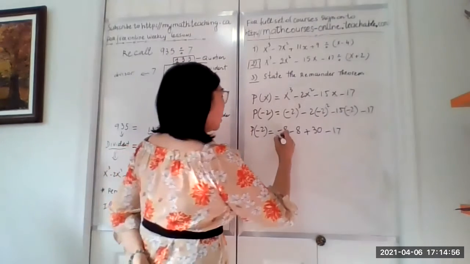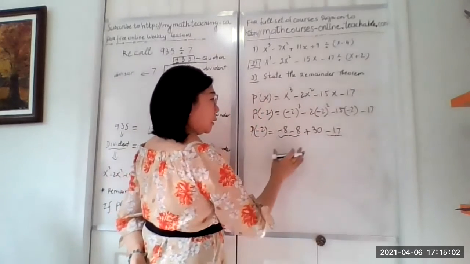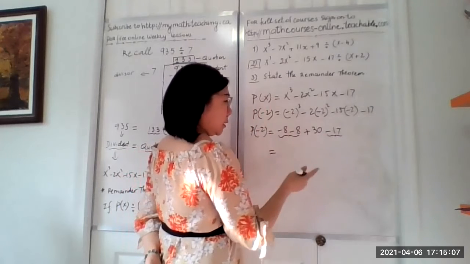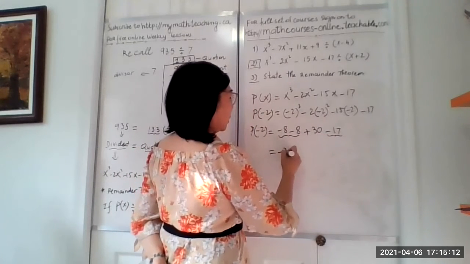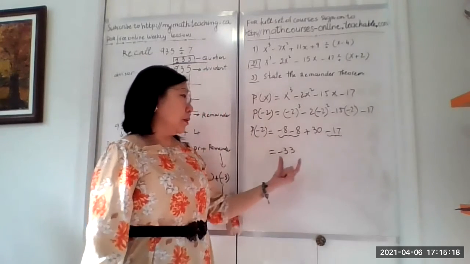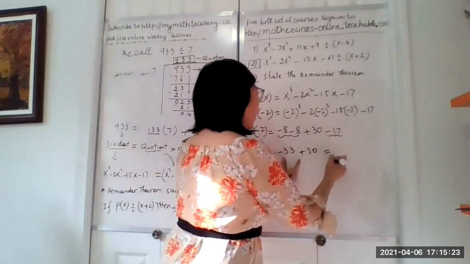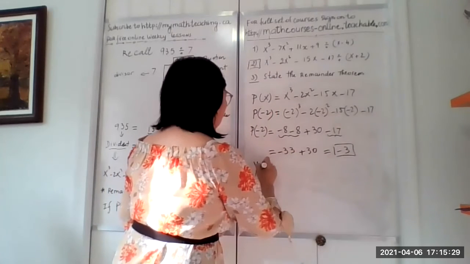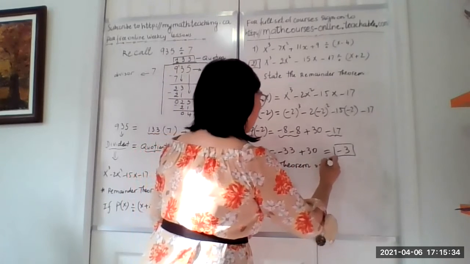Now all of these numbers are negative, so I add the negatives together. 8 and 8 is 16, and 16 and 17 is 33. The sum of the negative numbers equals minus 33. Minus 33 plus 30, of course, equals minus 3. So yes, the theorem is true.